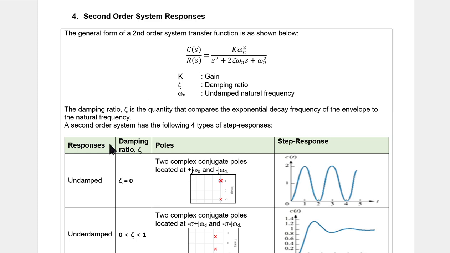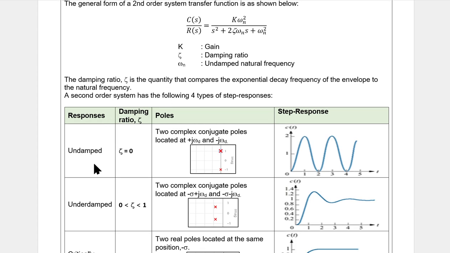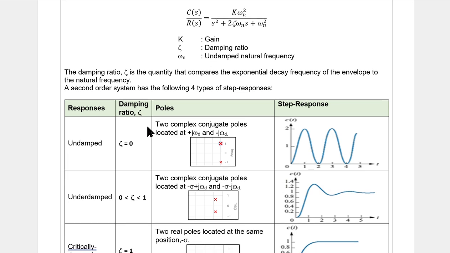In this video, we are going to see the 4 types of step responses for a second order transfer function. When a system with a second order transfer function is given a step input, we can get different types of responses based on the value of zeta, the damping ratio.